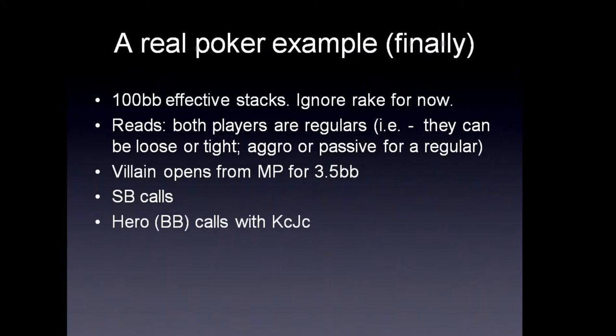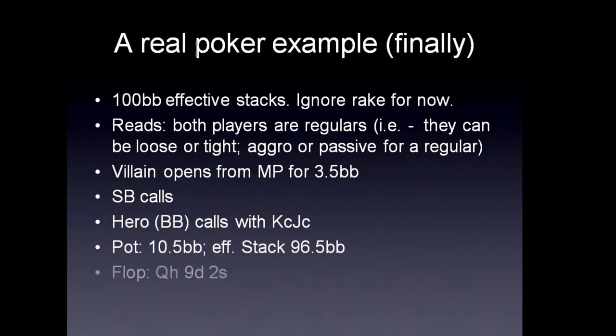So we call in the big blind with King Jack of clubs. The pot is 10.5 big blinds. The effective stack is 96.5 big blinds. And the flop is queen, 9, deuce, rainbow, and we've got a gutter, overcard, and no backdoor flush draw.